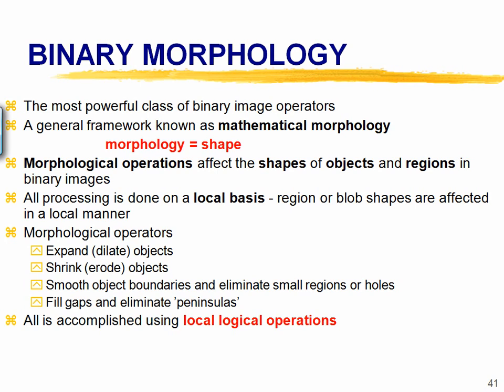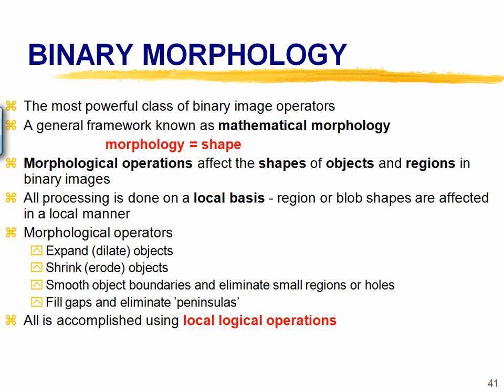So the basic operations under morphological operations we care for are operations such as expand or dilate objects. I may have an object that I want to make larger, so dilation of the object. Erosion of an object, making it smaller, shrink the object somehow. We may be interested in smoothing the object boundaries, so some kind of a smoothing operation, if you will, a filtering operation, in order to maybe get rid of small regions or holes that are present in the object.